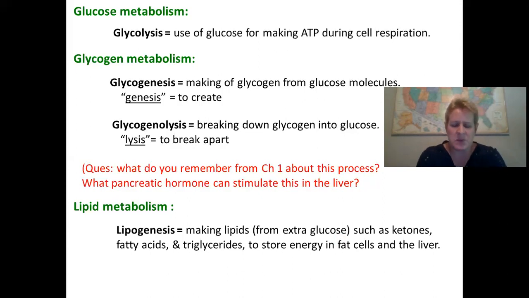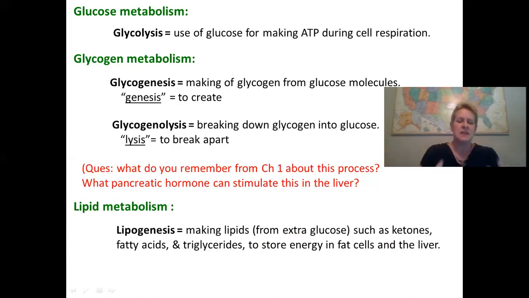But when you have above and beyond the glucose that your cells need, your liver will take it, convert it into glycogen, and hold on to it. But your other cells, like fat cells and the liver itself, will take extra glucose. In addition to converting into glycogen, it'll convert it into fat. Right? That's when you have too many calories, you start to gain weight. Okay, so that's lipogenesis. You take extra glucose and you turn it into lipids, and those lipids include ketones, fatty acids, and triglycerides, and that's your storage form of energy.